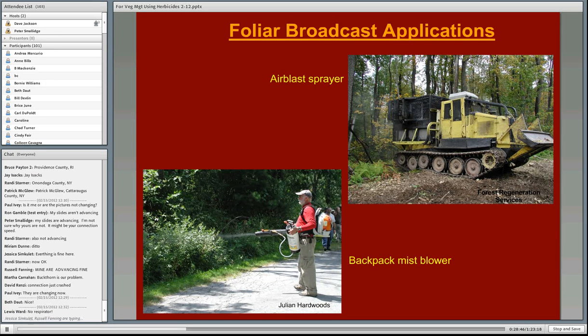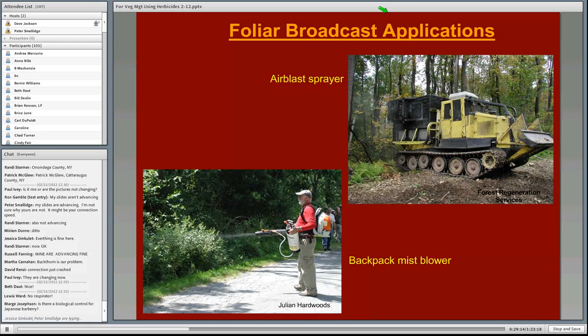So we're looking at something like this KMC track machine that can go on steep slopes and wetter soils. It's an air blast mechanism mounted on the back here, which blasts the product mix out in very fine droplets at speeds even up to 120 miles per hour as it breaks into very fine particles and mists it throughout the understory.